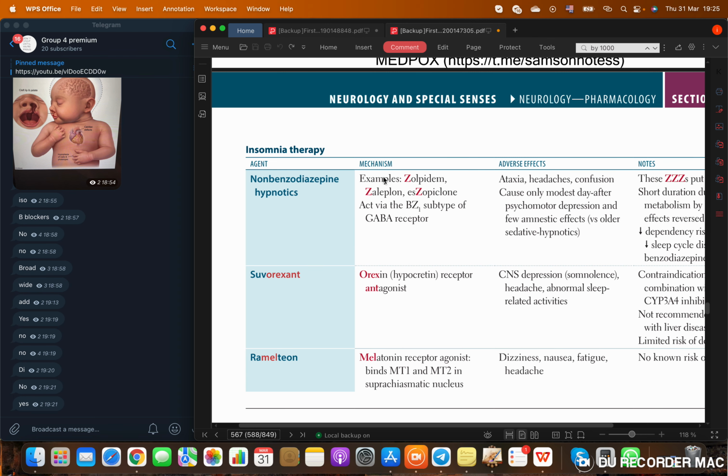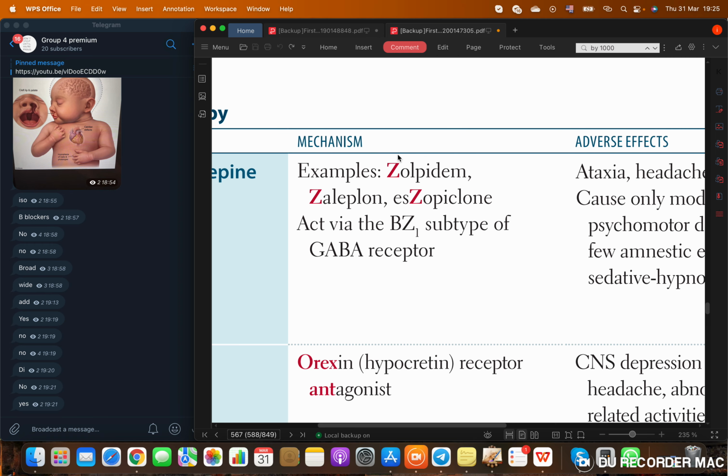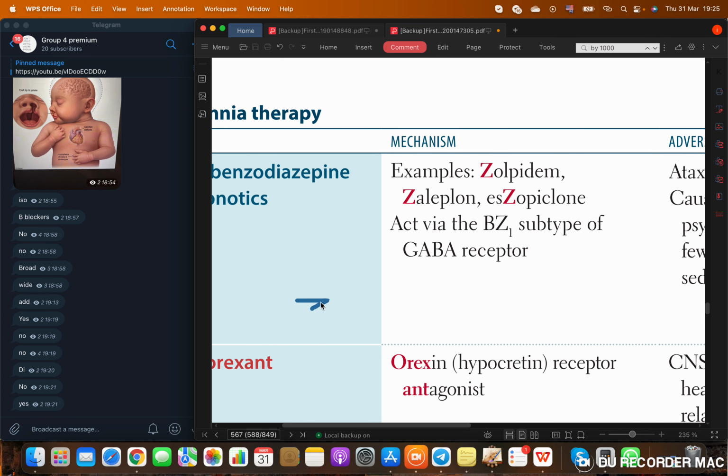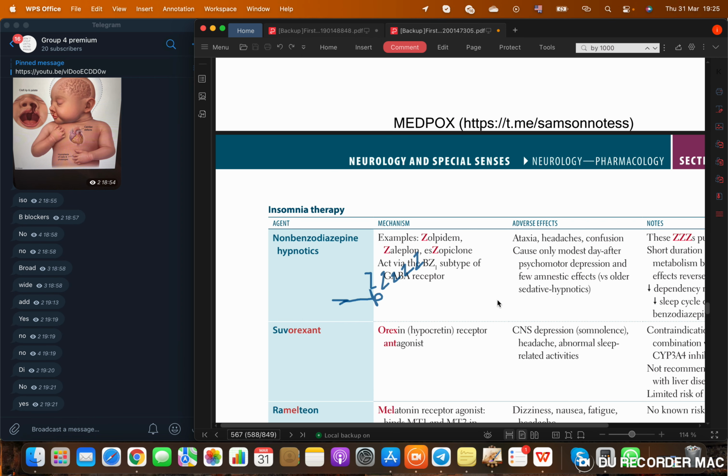Non-benzodiazepine hypnotics. Examples are the Z drugs. Remember in the cartoons, when somebody was sleeping, what did they put over his head? Zzz. What does Z mean? It means he's sleeping, right? So examples are zolpidem, zaleplon, and eszopiclone. They act via the BZ1 subtype of the GABA receptor.